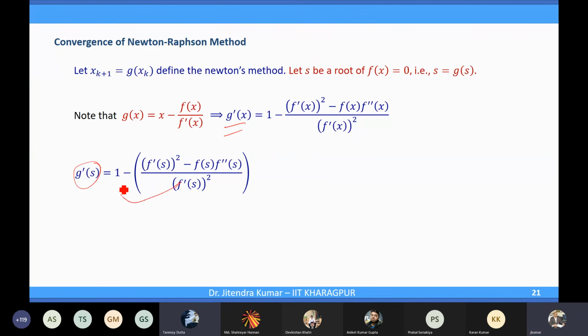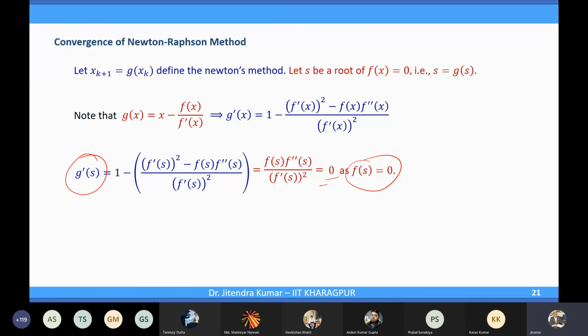Yes, so here f prime x will get cancelled, and then you will get this. Any further simplification? It is 0, because f(s) is 0 there. So we have f(s) equal to 0, and as f(s) is 0, we have g prime(s) equal to 0. One thing I can make as a short note here is that g prime at s, the root, is 0.